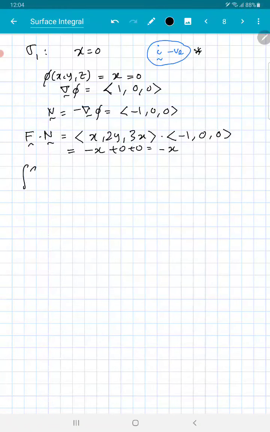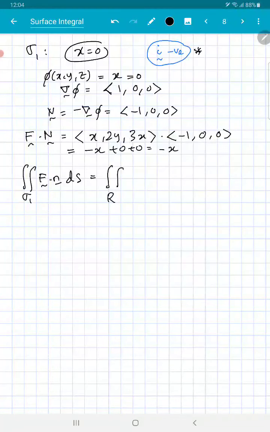Now we want to find the flux of F when it's spread along surface sigma 1. So what we do is we project this onto a region R. Since our surface is given as x as a function of y and z, but in this case it's just equal to 0, we're going to project this onto the yz plane. And unit normal vector dS will be replaced by normal vector dA.